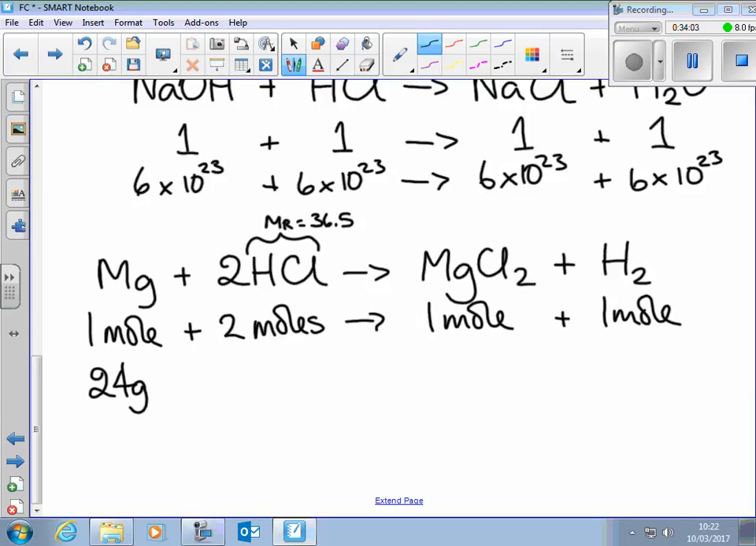So in order to react with 24 grams of magnesium, you would actually need, no, that would be 1 mole. Up here, HCl has the formula mass of 36.5, doesn't it? So 1 mole of HCl has a mass of 36.5 grams. So you'd need 73 grams.